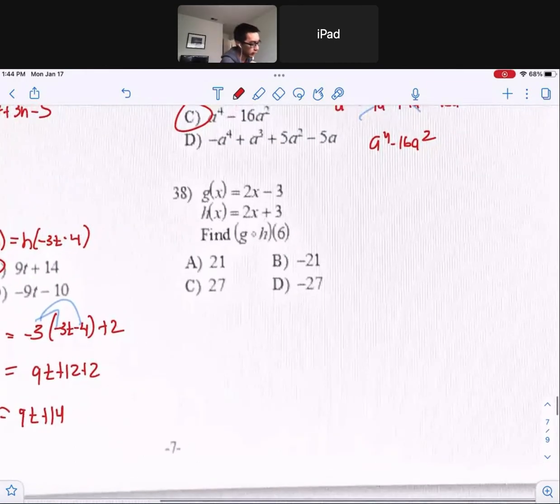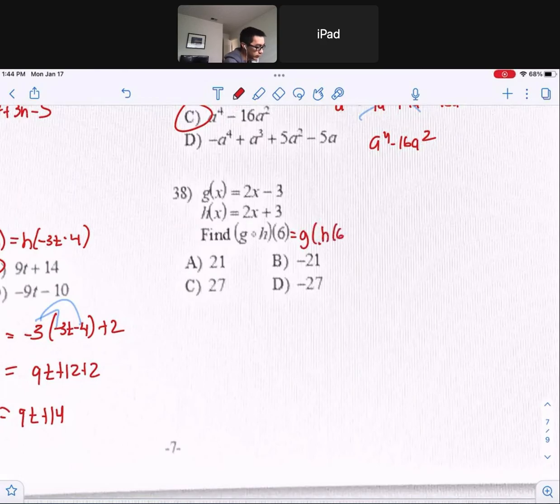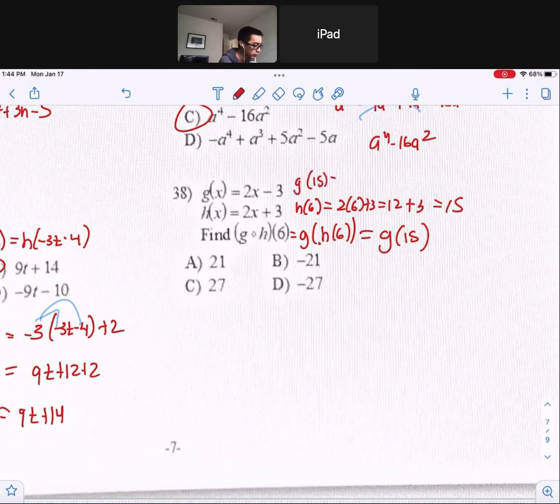Okay, 38. Again, another function composition, but we are evaluating this time. So g of h of 6. So this tells you plug in 6 into h first. So 2 times 6 plus 3, 12 plus 3, 15. So we know h of 6, you guys, is 15. Then when we get that, plug in 15 into your guys' g function, which we will get 30 minus 3, which is positive 27, which is C.